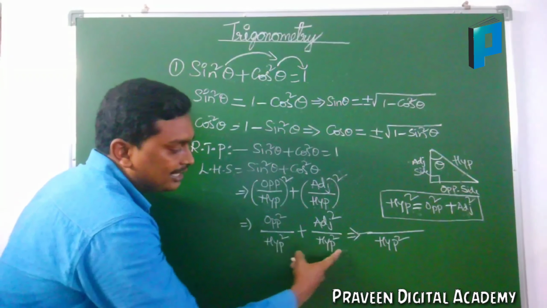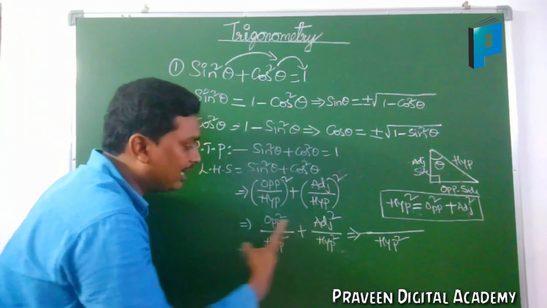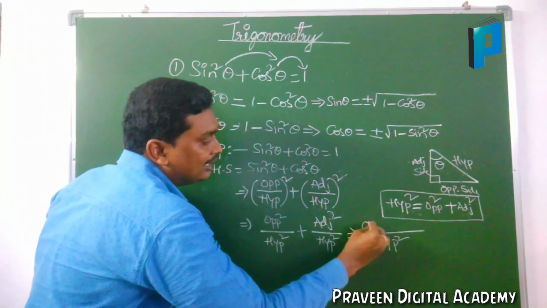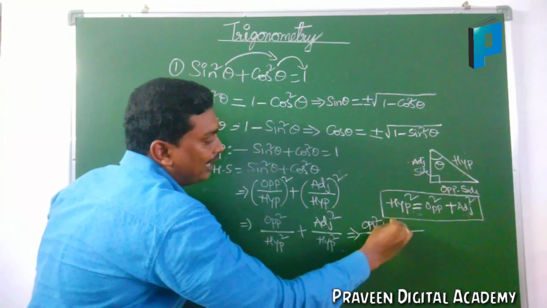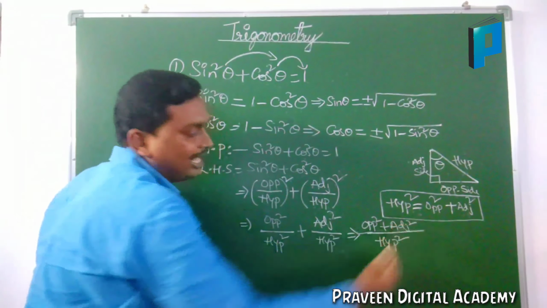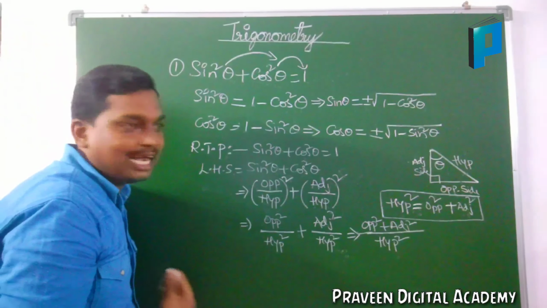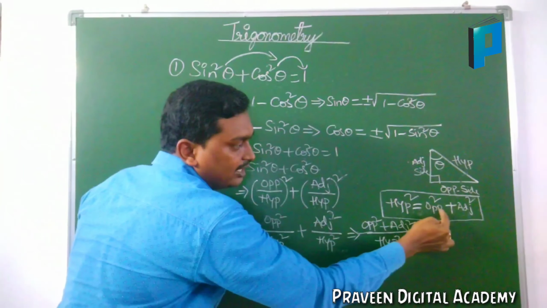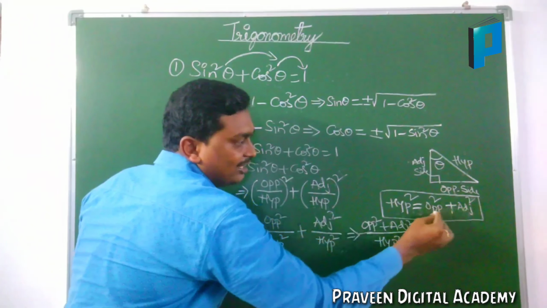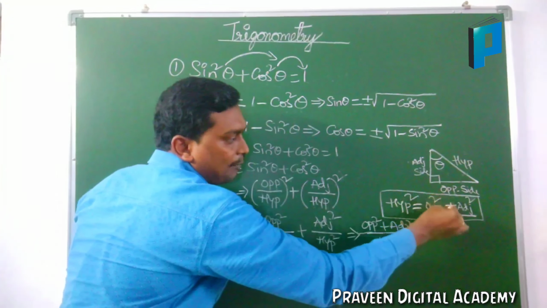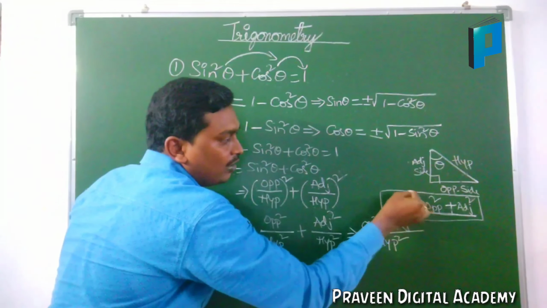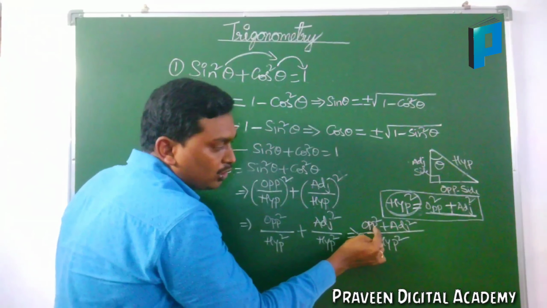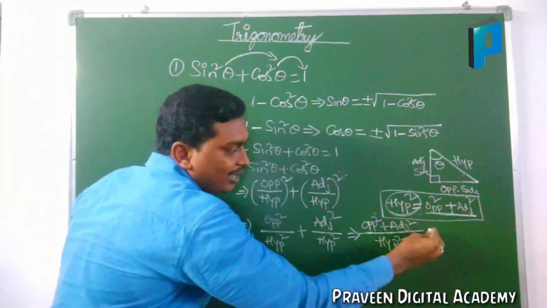Here, when the denominators are the same, we directly add the numerators. What is there in the numerators? Opposite square plus adjacent square. Now look here: from the Pythagoras theorem, opposite square plus adjacent square is equal to what we got here, hypotenuse square. So here also opposite square plus adjacent square is there.